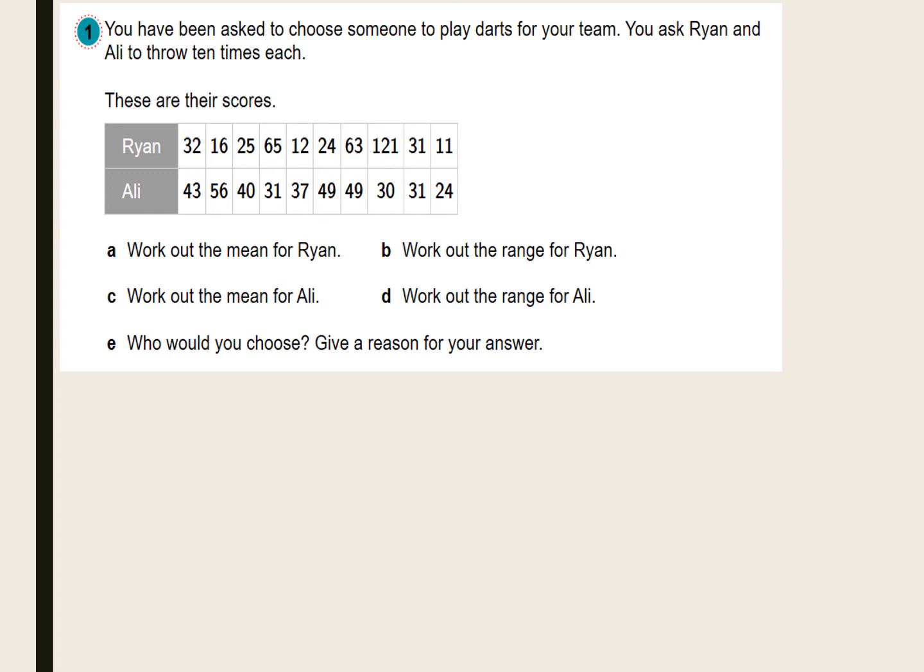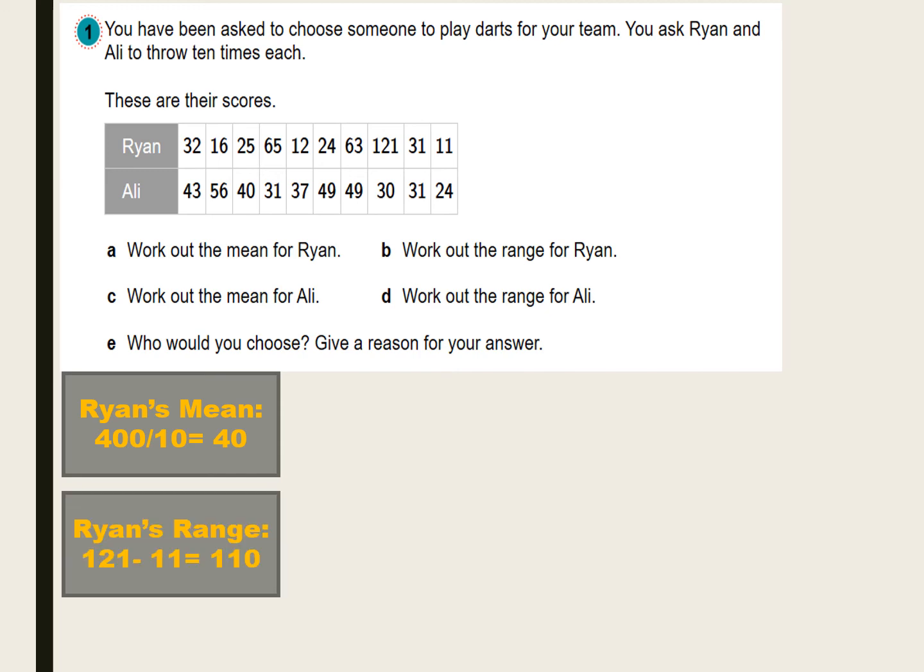So to work out the mean for Ryan, I have to follow 2 steps, addition and division. I add all the scores of Ryan, 32 plus 16 plus 25 plus 65, so on, and I divide it by 10 because it's 10 times. So when you add all of them, you are going to get 400 divided by 10, which is 40. Now, to work out the range for Ryan, you pick the highest score, which is 121, and you subtract it by the lowest one, which is 11, to get 110.